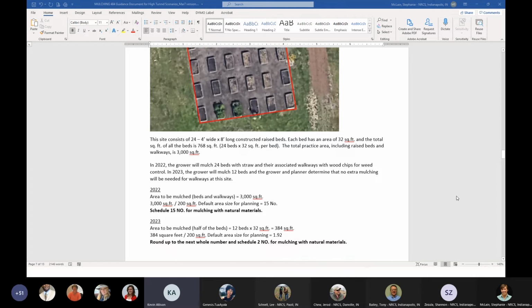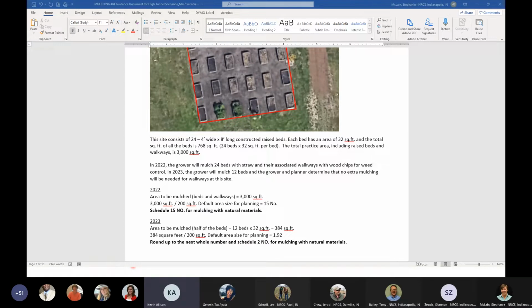So the math on that would be, 2022. Since we were mulching with natural materials, both the top growing beds and the walkways, that whole area would be considered under the mulching. So that's 3,000 square feet divided by 200, and you get 15 numbers. So schedule 15 numbers for mulching materials. And then the following year, since only 12 beds are going to be mulched, you would just take the square footage of those beds, which is 12 beds times 32 square feet, 384 square feet divided by 200, and you get 1.92 numbers. Round that up and you get 2 numbers to schedule.